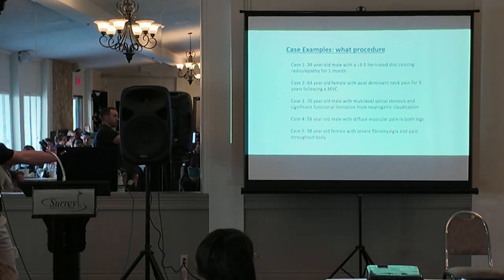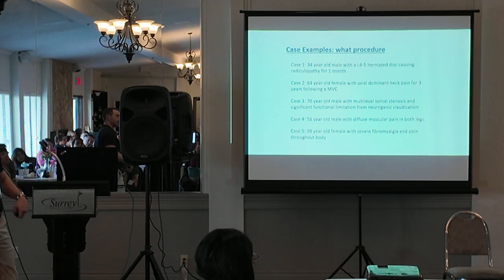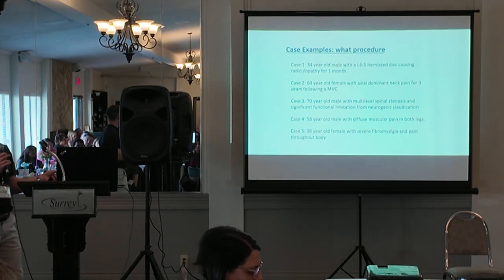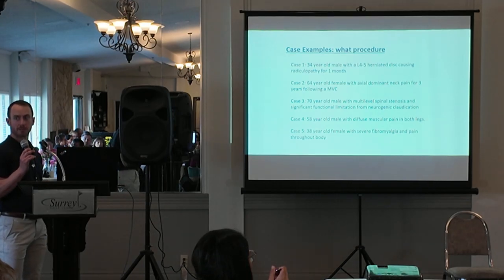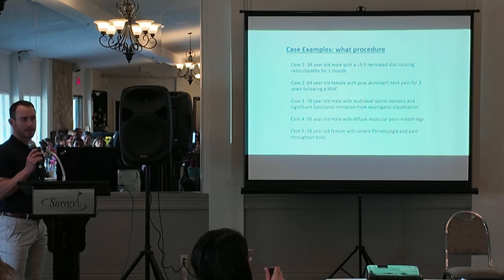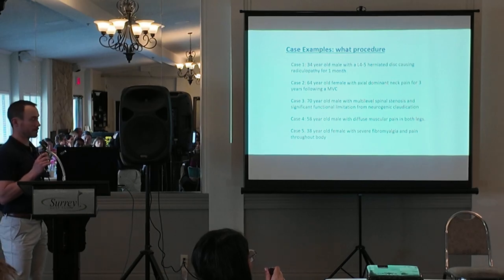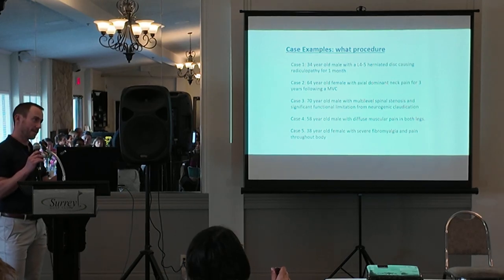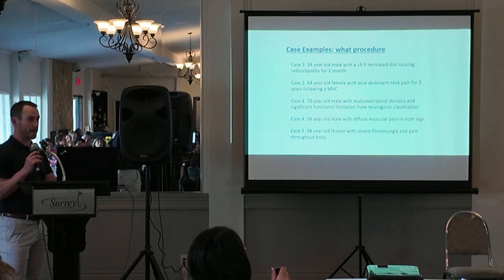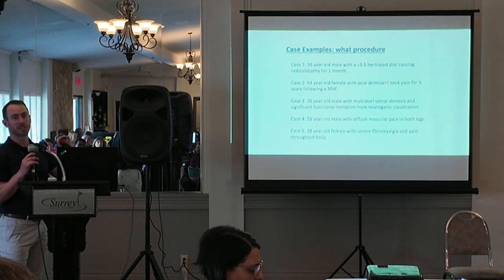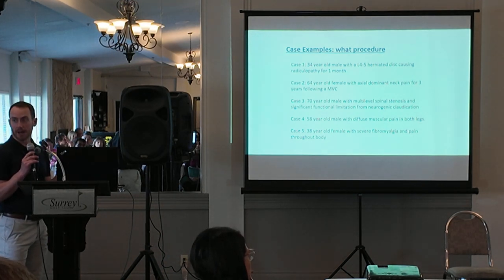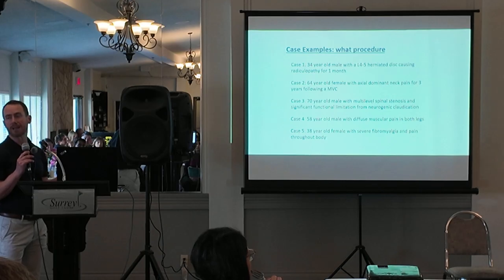Case 3, 7-year-old male with multi-level spinal stenosis, significant functional limitation from neurogenic claudication every time he walks. Caudal epidural, anything else? Yep, you could try a caudal. Ideally, if you have TFESI or interlaminar available, you do that. So if you can, you would go at a space that's closer to the level of stenosis. So let's say it's L3-4, you try and go at L4-5.